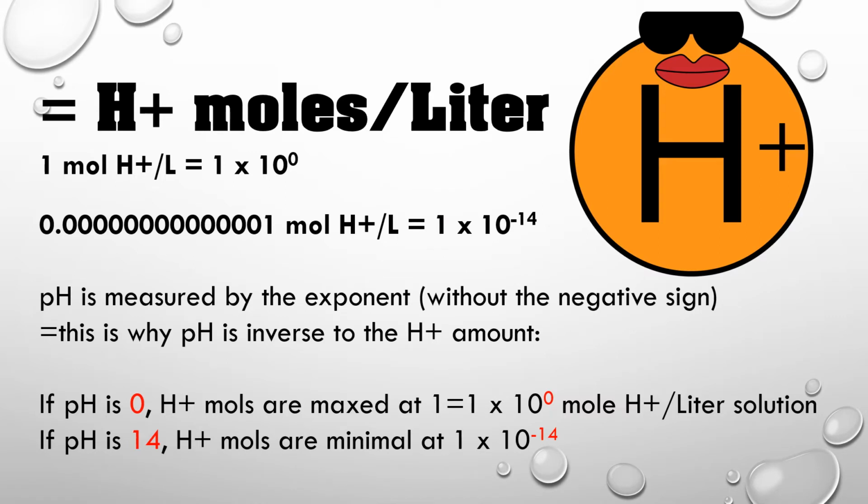Now, hydrogen is expressed in a concentration of hydrogen moles per liter, and it's written like this. So you've got the H for hydrogen, and then you have the plus for the fact that it's a positively charged ion. And then these brackets around here mean the concentration of. So the concentration of hydrogen ions, which is the same as hydrogen moles per liter.